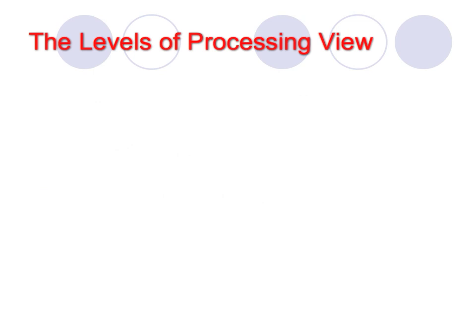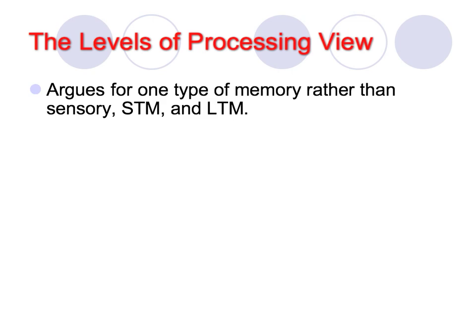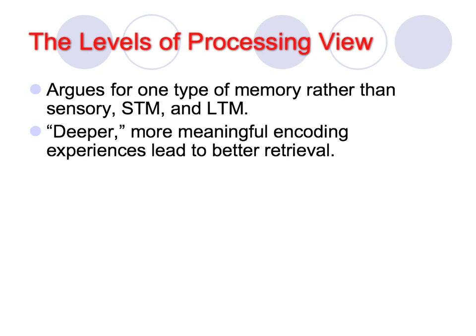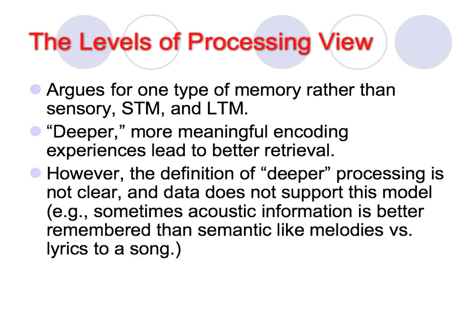So there is another view. When I originally started this chapter, we reviewed the memory systems view. So the memory systems view states that there's a modular level hierarchy of memorizing things that goes from perceptual memory to short-term memory to long-term memory. But there's also the levels of processing view. And it argues that there's only one type of memory. And it says that deeper, more meaningful encoding experiences lead to better retrieval. So the more you practice or learn something, the more likely you are to retrieve that information.